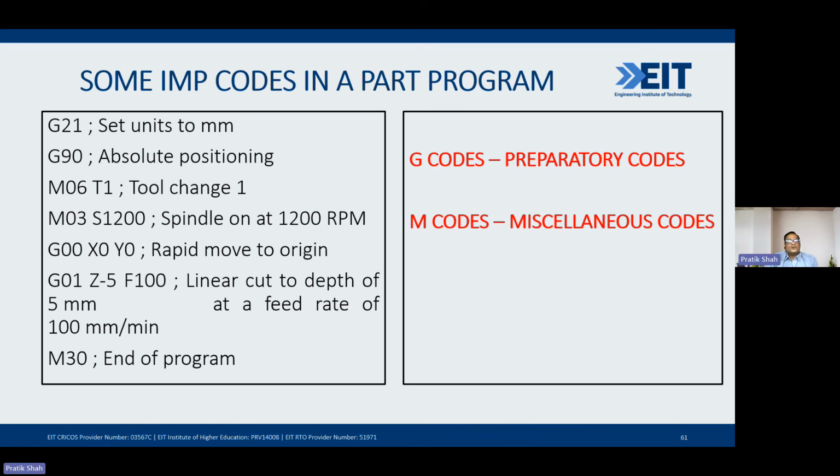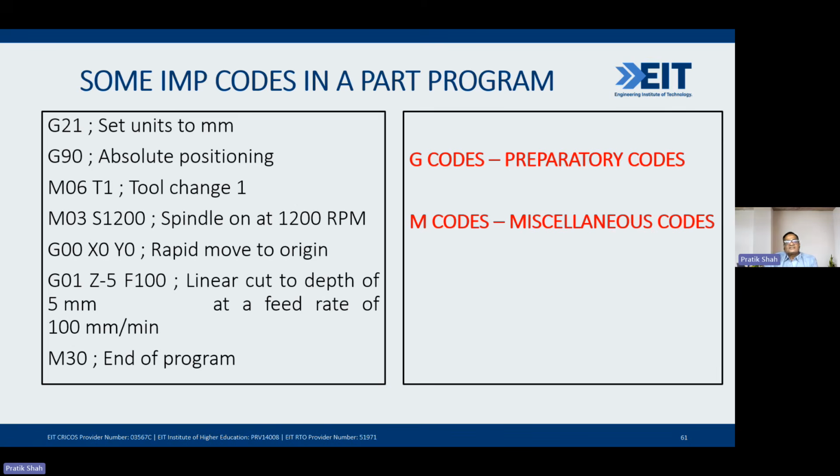I have just shown you a small example of a part program over here. G21 stands for setting up the units in mm. G90 is absolute positioning. M0 stands for tool changing. The machine will automatically go to tool number 1 and select it.